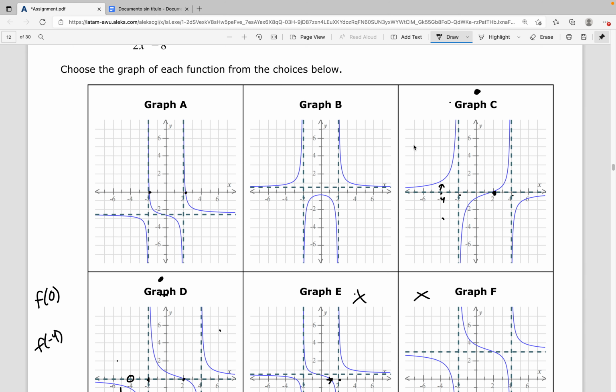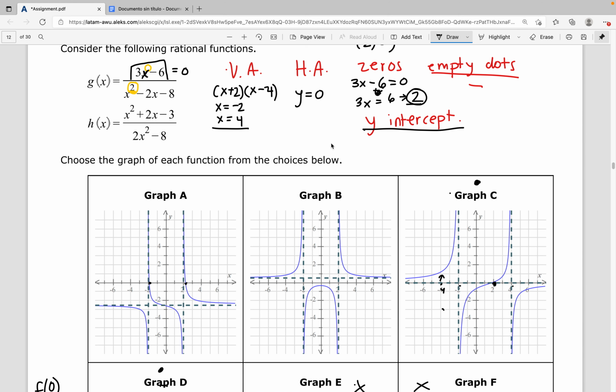So in this case, let's say we go for the 0, the y-intercept. If we evaluate at 0, we're gonna get 3 times 0 minus 6, over 0 to the second power minus 0 minus 8. So if we do that, we have -6 and -8, which give me a positive value. So I know that is not this one. Why? Because I got a positive value. So I know my y-intercept is a positive value.